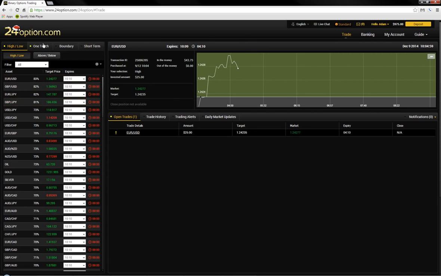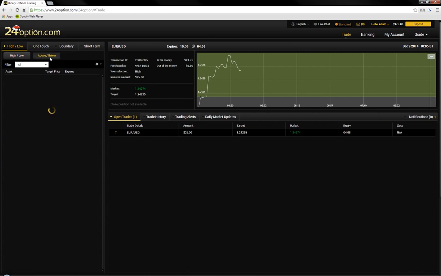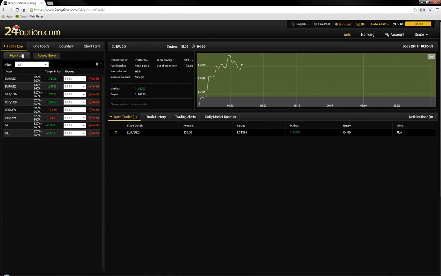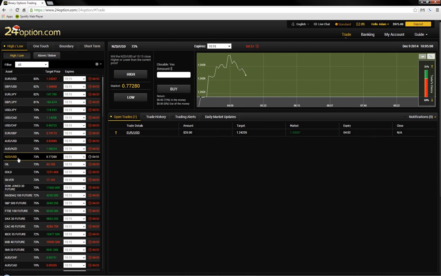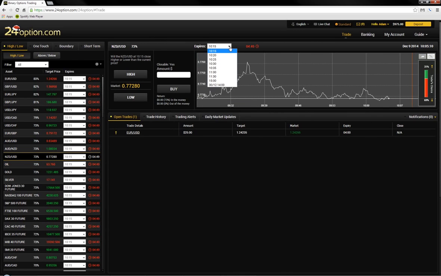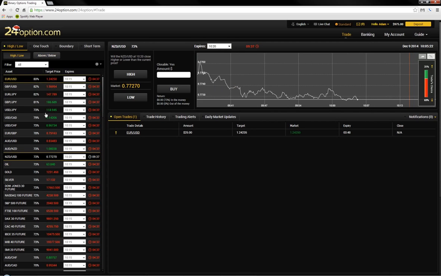Okay, so let's say it's high low, and they also offer above below. But it's pretty simple to place trades. You pick your pair. Your expiry time appears up here, and these are high low. They're not the short terms, so they do have a variety of expiry times, which is nice. Some of the brokers don't offer all those, so we could pick, I don't know, 10:20. And again, pretty simple to place.